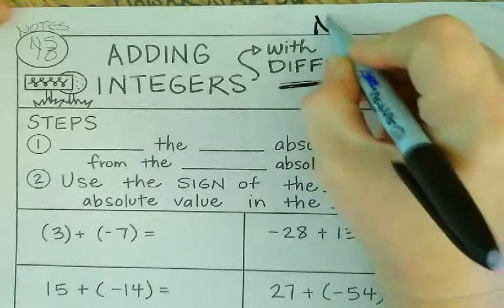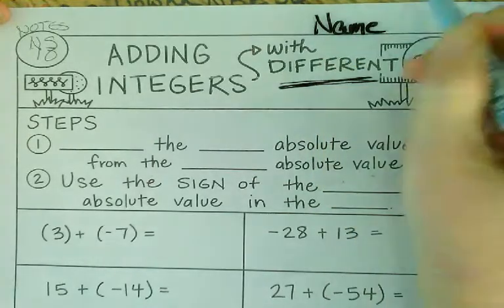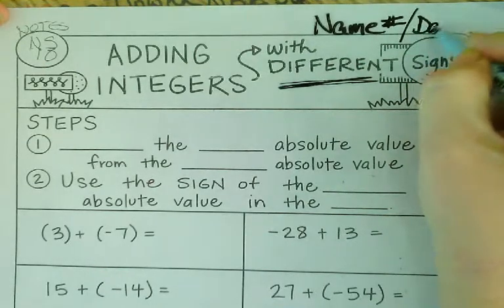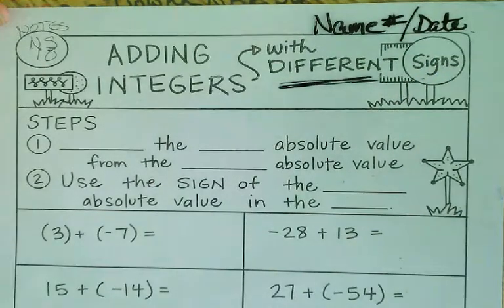So put your name up here. And if you're Miss Sissel's kid, put your roster number. If you're Miss Armstrong's, put the date. Alright? And now, let's begin.